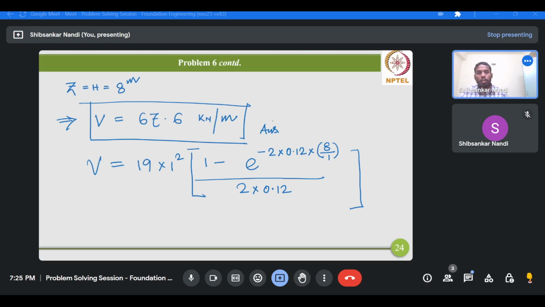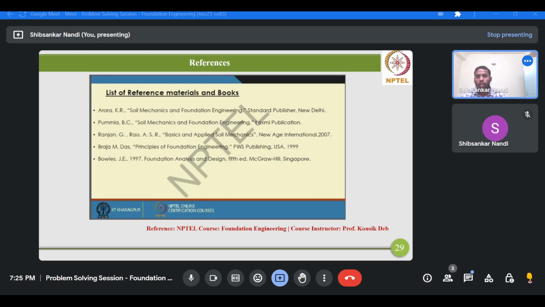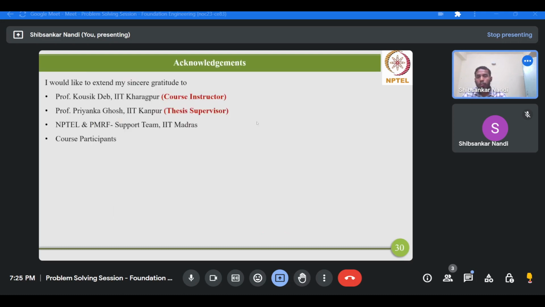Okay, so this is the answer. So in this problem, we have come to the end of this session. So this is a summary for the entire course which we have learned from this foundation engineering NPTEL course, and these are the references which you can follow for a better understanding of this course. Again, this slide is taken from the lecture materials uploaded in the course portal.